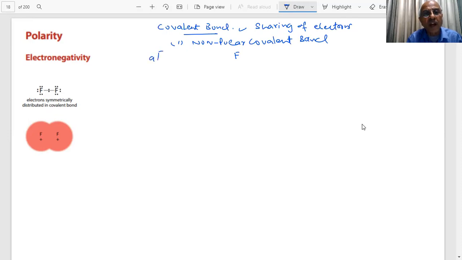Fluorine's atomic number is 9. So how many do you have? Seven electrons. Two, one, seven: 2, 3, 4, 5, 6, and 7. Another fluorine comes, students. Then what happens? What will they do, students? There will be sharing of electrons, as you can see, right? So they are sharing the pair of electrons.